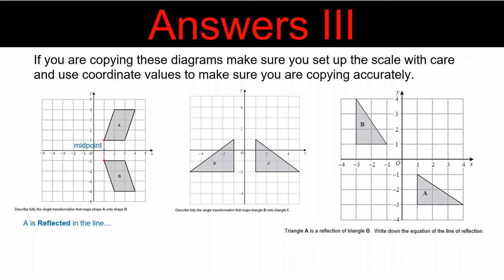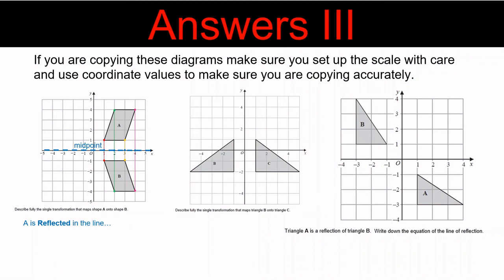So here's the midpoint between these 2 points. There's the midpoint between those 2 points. There's the midpoint between these 2 green points. And there's the midpoint between those 2 pink points. As you can see, these midpoints will line up to make a perfectly straight line. And that's our mirror line.